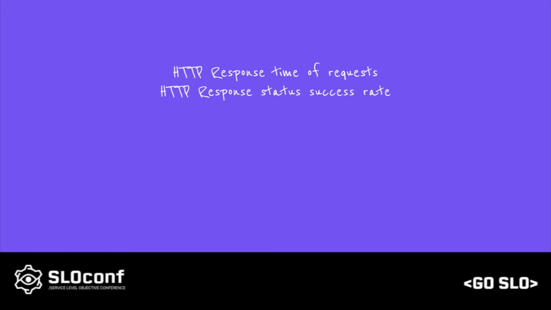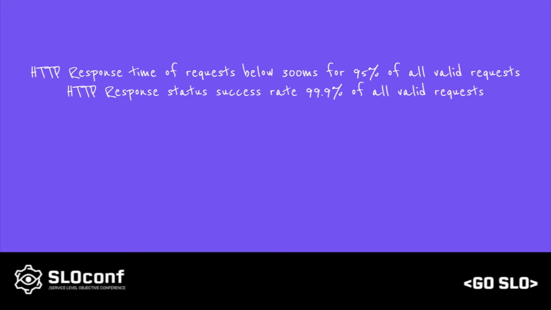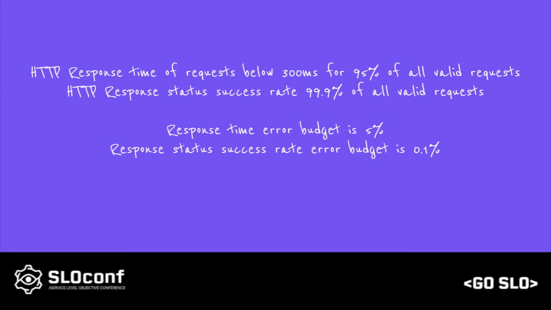In this example, we'll use the following SLOs. 95% of all valid requests will have a response time below 300 ms. And 99.9% of all valid requests will reply with a successful HTTP response status. This means that the error budget for response time is 5%, while the error budget for HTTP success is 0.1%.